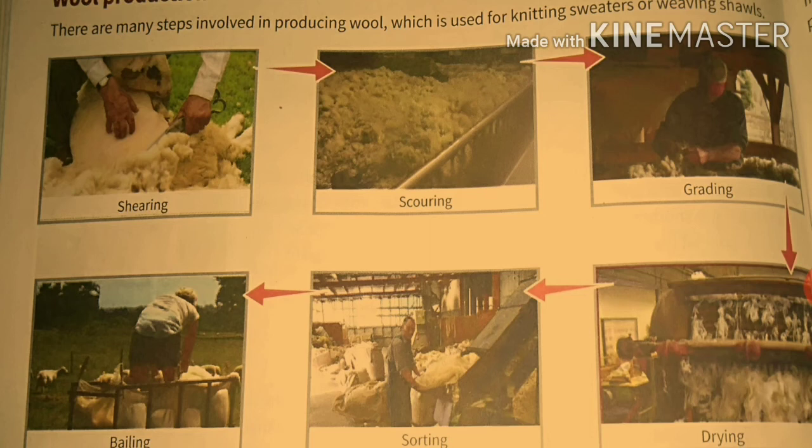After sorting and grading, we have dyeing. The natural color of fleece is white, brown or black. Thus, the sheared wool is dyed in different colors.